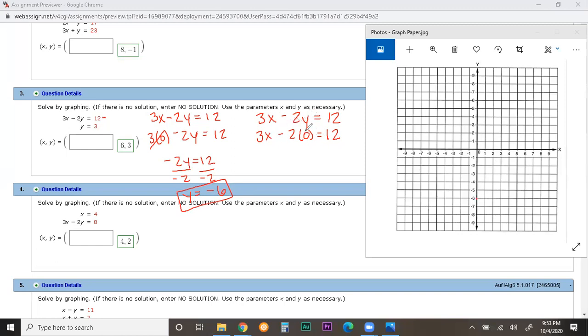Now over here, I plugged in a 0 for y, so this is going to go away. So I have 3x equals 12. I divide both sides by 3, and x equals 4. So I can put a point at 4 on the x-axis, okay? Now that I have those 2 points in place, I can draw my line connecting them. So I'm going to do that.